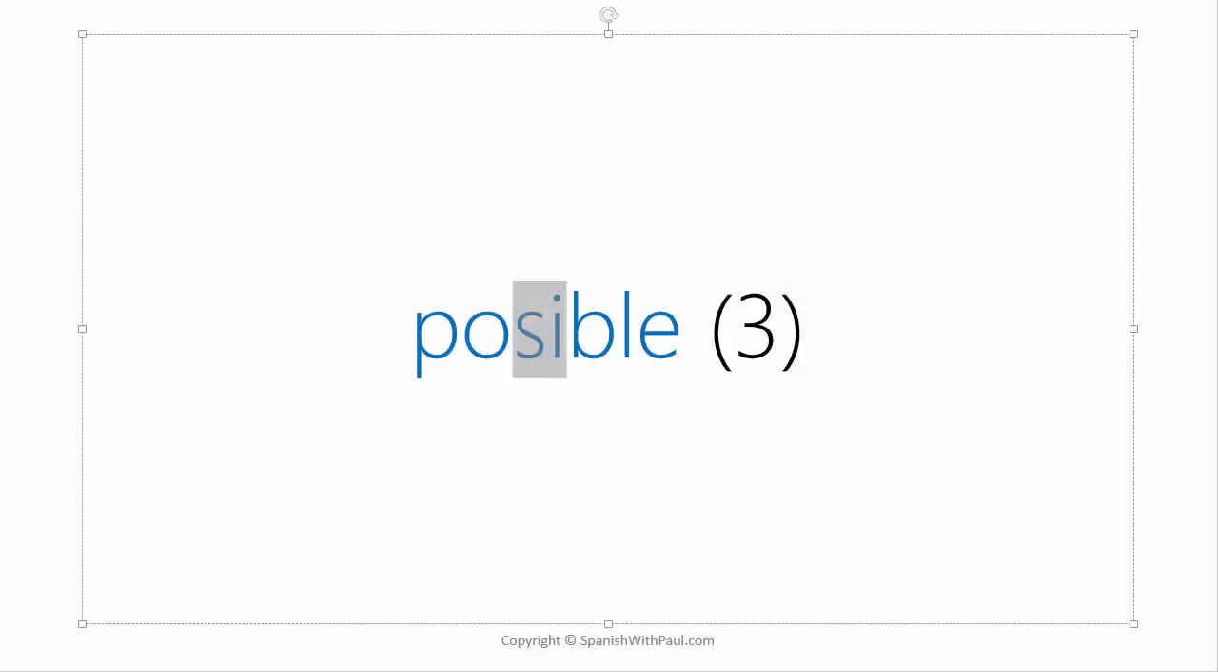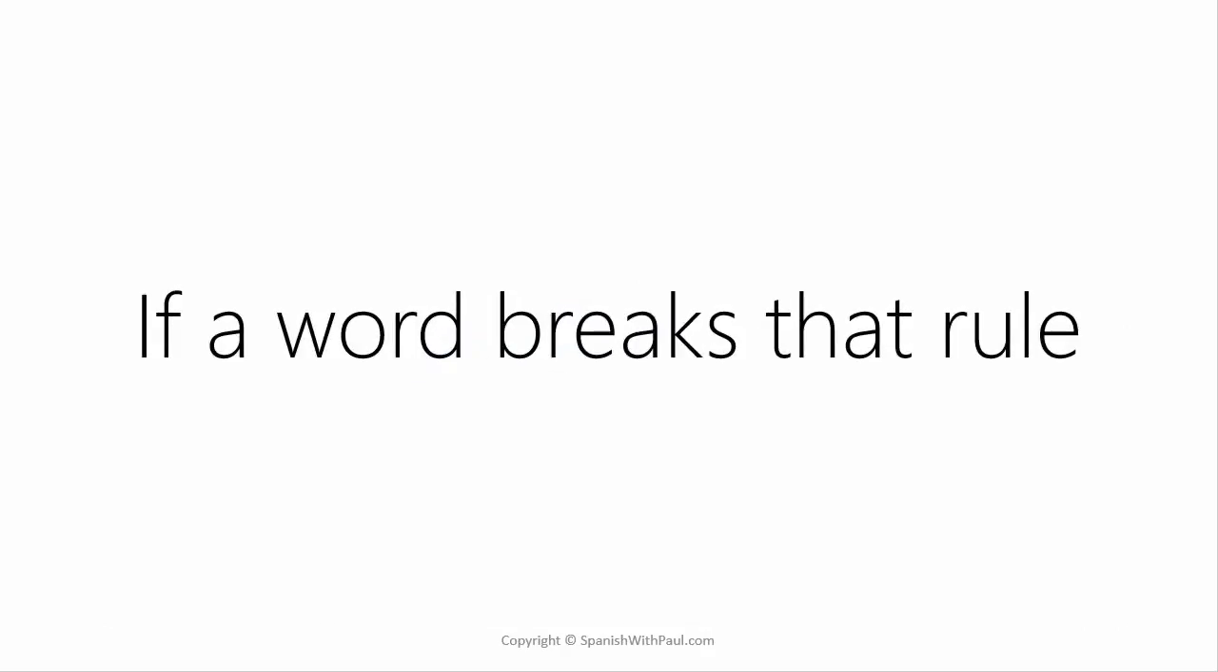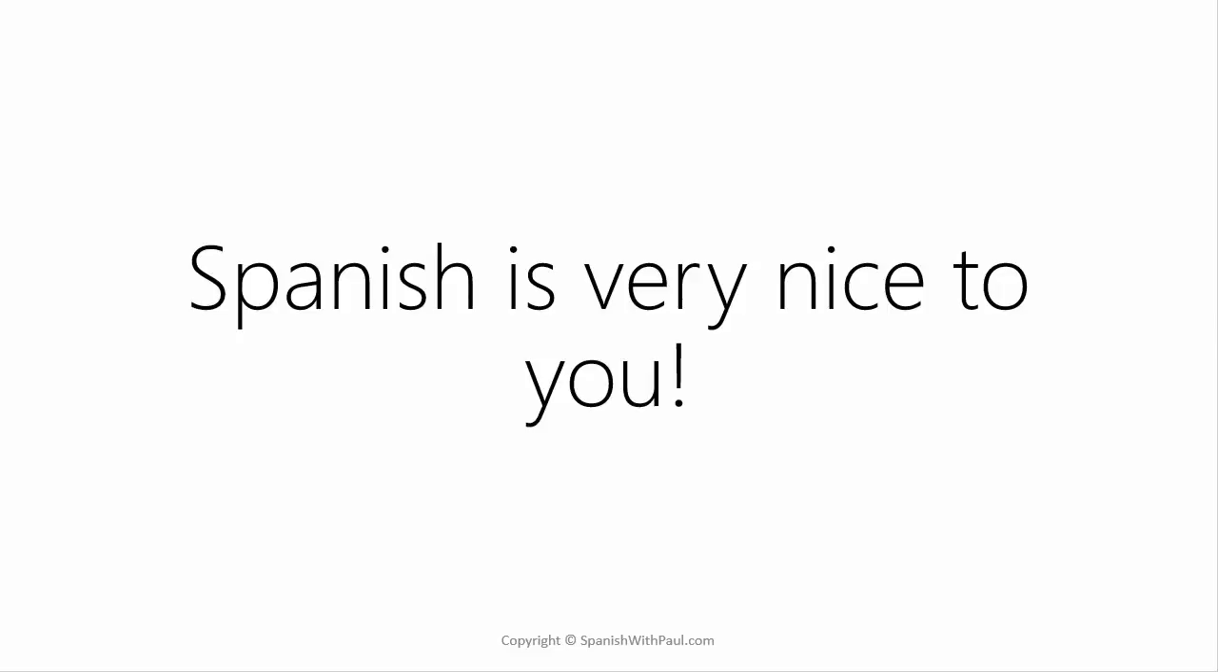Now, whenever a word in Spanish breaks that rule, Spanish is actually very nice to you about it because they actually tell you. And this is not true for all languages. For example, in Italian, they don't. So unless you've actually heard the word, a lot of the time you can't be exactly sure how they pronounce it. You're just guessing. But in Spanish, they do actually indicate it very clearly.